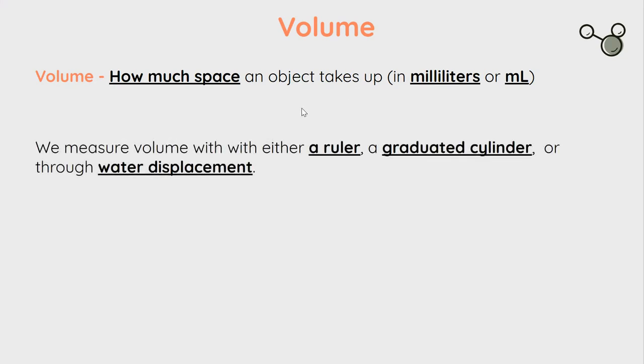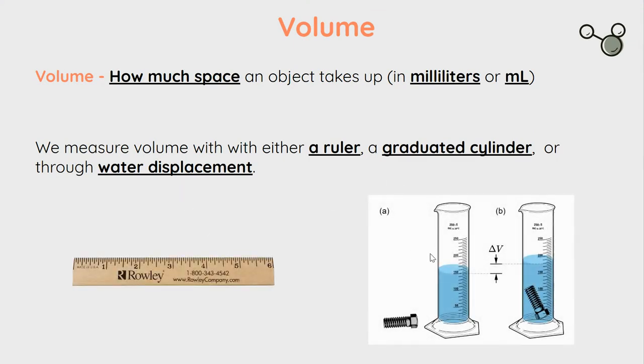And we can measure volume with many different tools. We can do this with a ruler, indirectly, we'd have to do some math, a graduated cylinder, or through a method called water displacement. You can see this ruler down here. You'll also see this picture of a graduated cylinder, and the method being used here on the bottom right is actually water displacement.